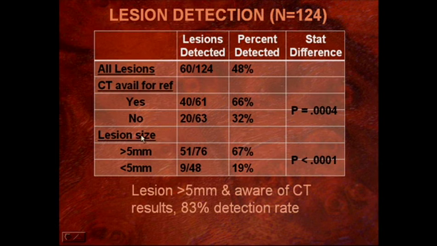Then if you looked at lesion size, if the lesion was bigger than 5 millimeters, the detection rate was 67%. But if the lesion was less than 5 millimeters, then the detection rate was only 19%. But if you look just at the patients who had lesions that were bigger than 5 millimeters and the CT scan was available for direct comparison, then the detection rate was 83%. And these are probably the types of patients that you're going to see most often. And hopefully, when you do these exams, you will have the CT available for comparison.